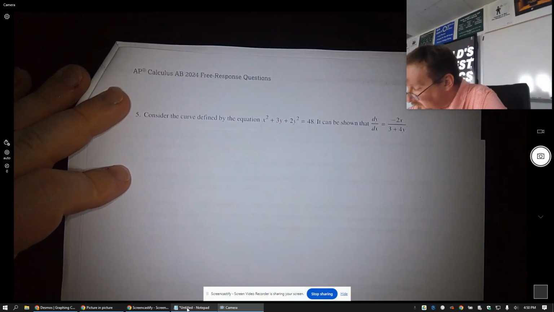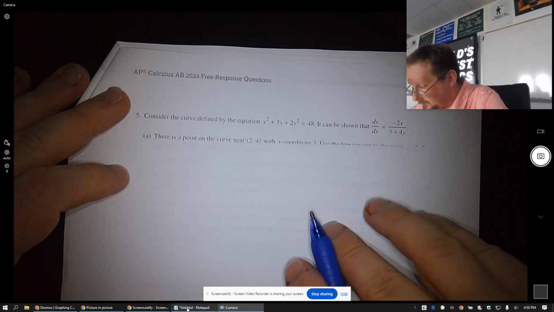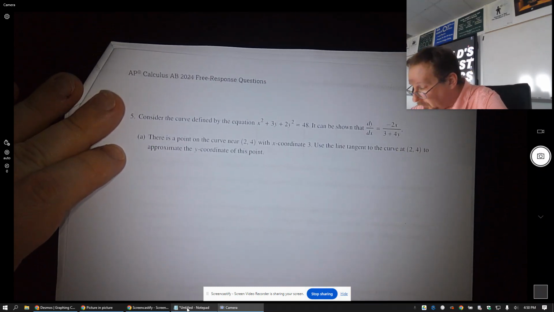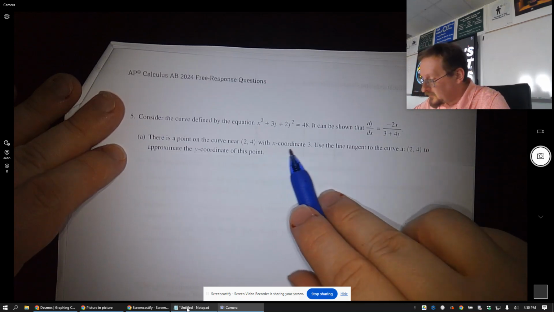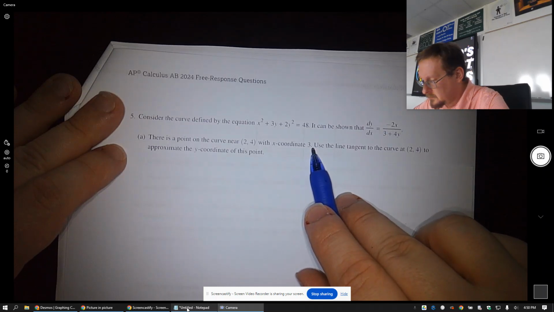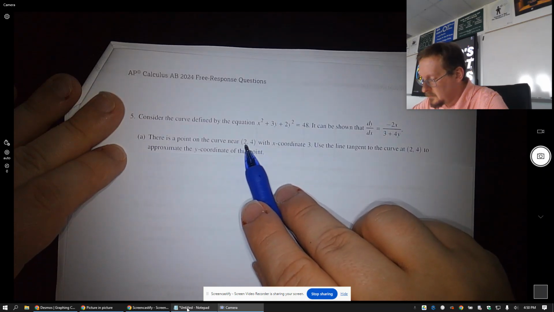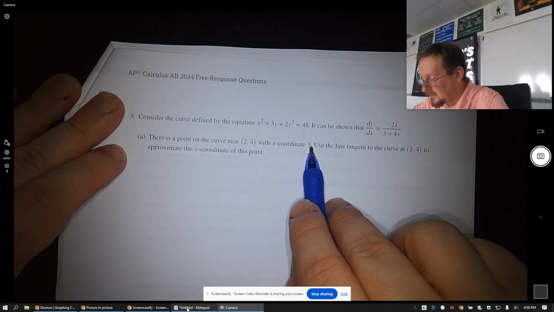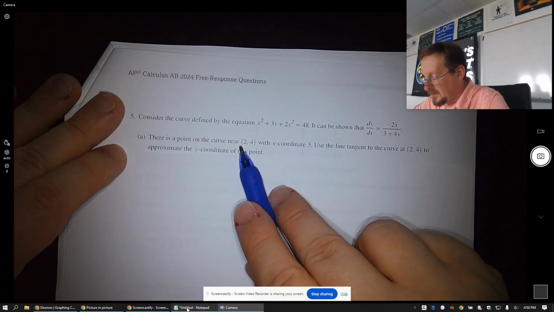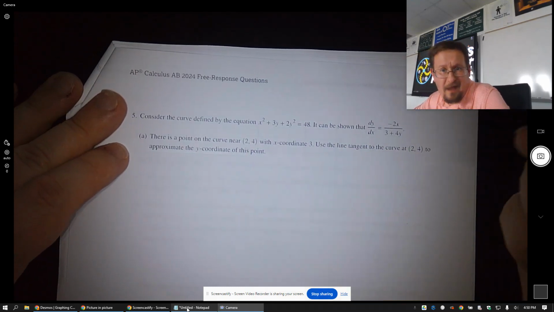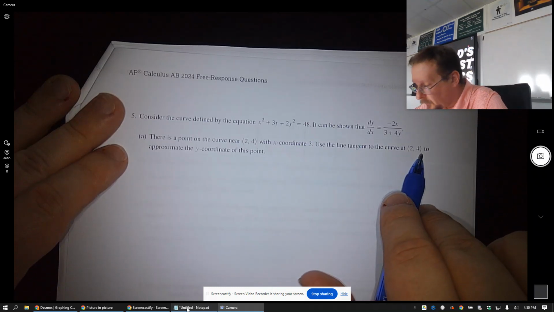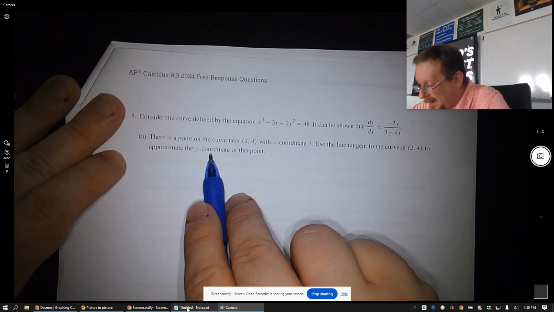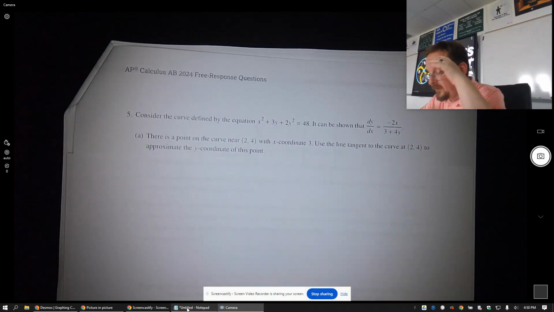Okay, consider the curve defined by that. It can be shown that there's a point on the curve near 2, 4 with x coordinate 3. Wait a minute. The point on the curve might be at least 1 away, maybe more if it's at an angle. Use the line tangent to the curve at 2, 4 to approximate the y coordinate of this point.